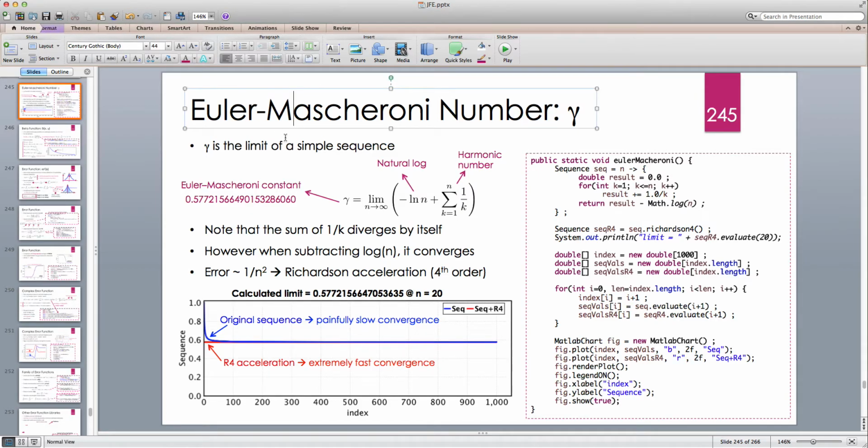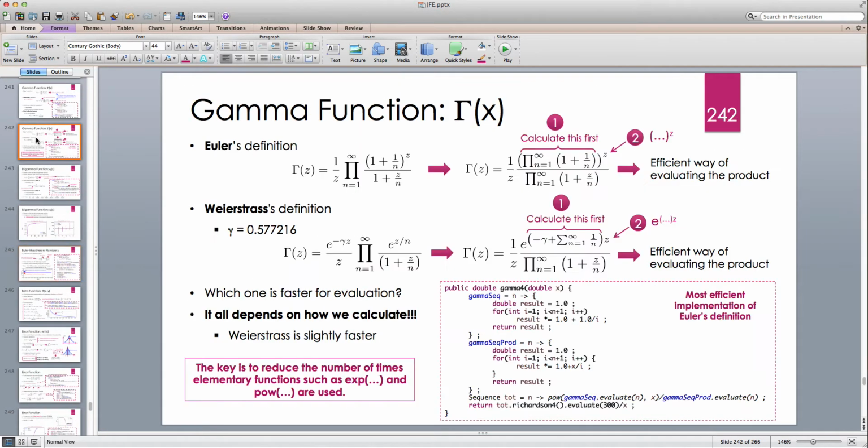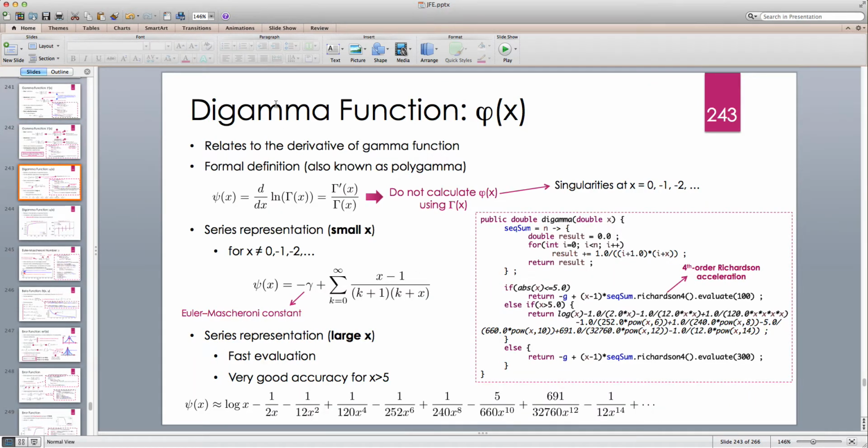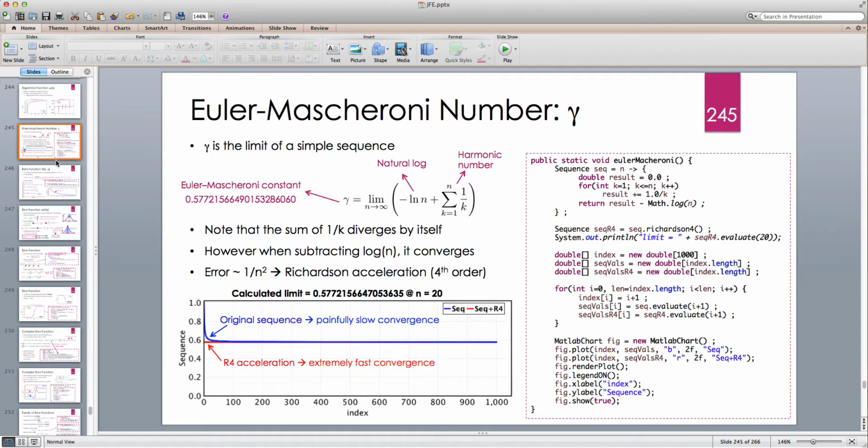And before jumping to another function, I want to talk a little bit about this number, the Euler-Mascheroni number. You've seen in the previous lectures that when we talk about the gamma function and the factorials, this Euler-Mascheroni number pops up everywhere, even in the digamma. Anything related to the gamma function, this number pops up. So it's good to take a moment and look at it and see what it is.